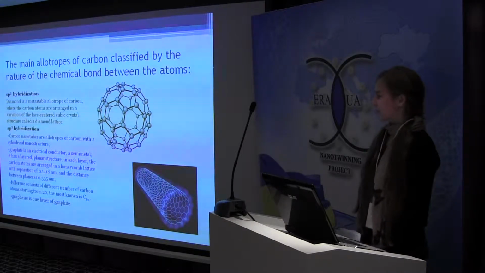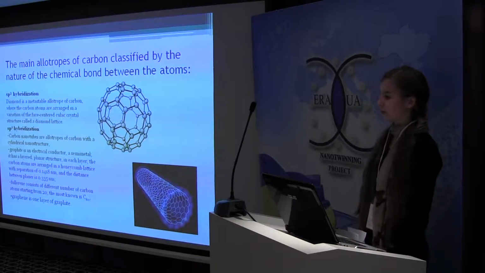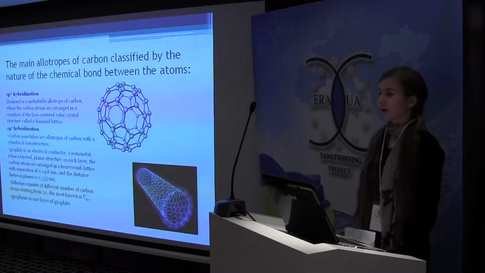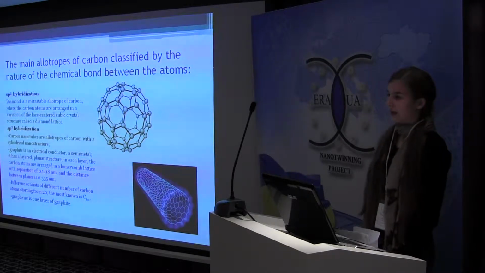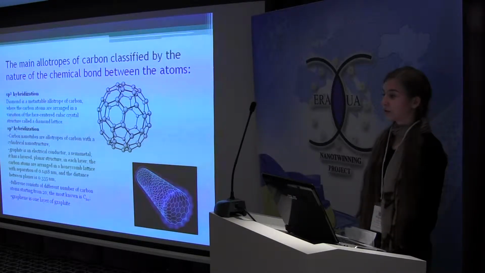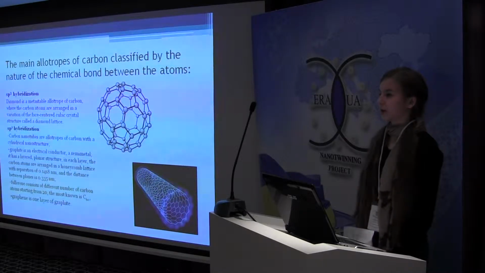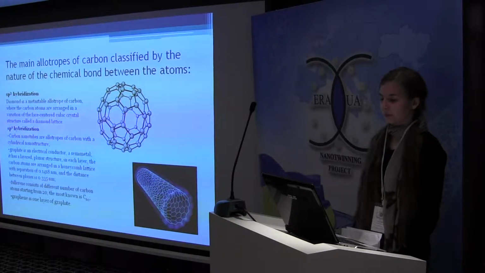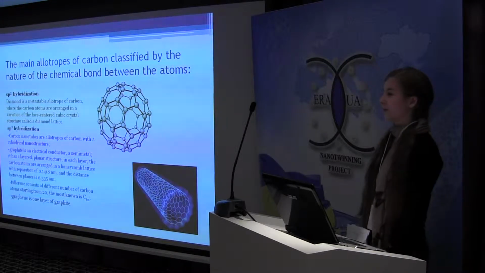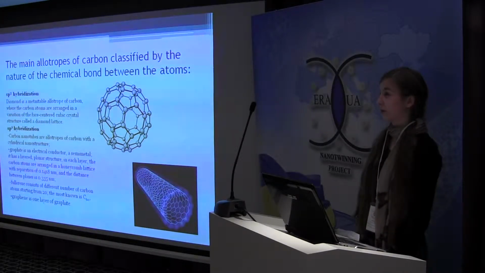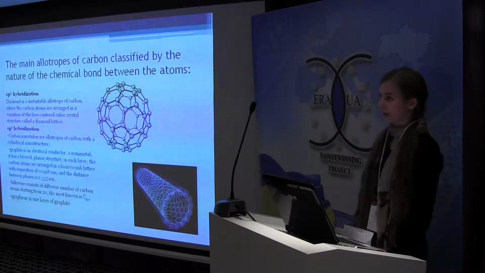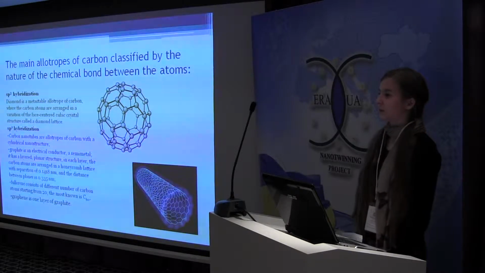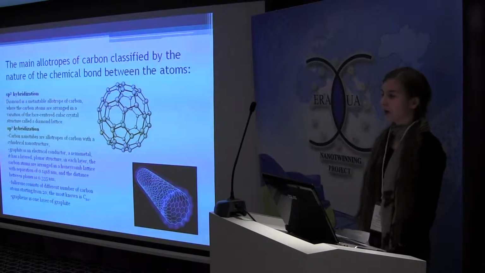sp2 hybridization. Carbon nanotubes are allotropes of carbon with a cylindrical nanostructure. Graphite is an electrical conductor, a semi-metal. It has a layered planar structure. In each layer, the carbon atoms are packed in a honeycomb lattice with separation of 0.1418 nanometers, and the distance between planes is 0.335 nanometers.